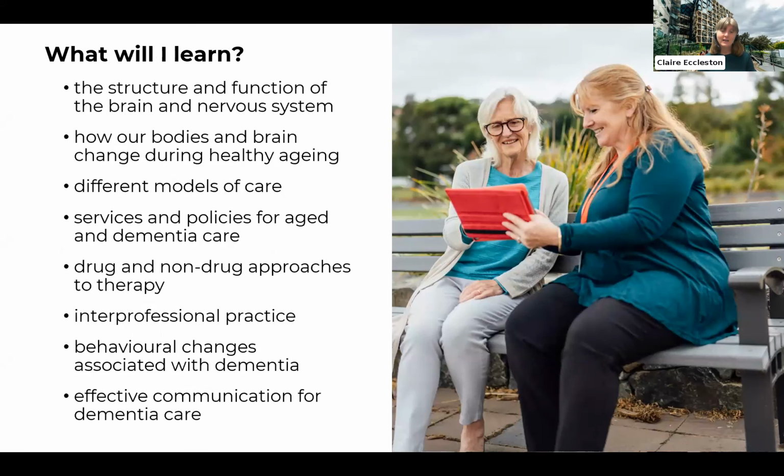So what will you learn? This university diploma will help you to develop knowledge on a range of topics that are important when working with people living with dementia. Again, we don't teach direct practical skills, but rather aim to help you grow a deep knowledge and understanding that will help you to provide high quality care and to be an advocate for people living with dementia and their carers. So the course will help you develop knowledge on the structure and function of the brain and the nervous system, how our bodies and brain change during healthy aging, different models of care, services and policies for aged and dementia care, drug and non-drug approaches to therapy, interprofessional practice, behavioural changes associated with dementia, and effective communication for dementia care.